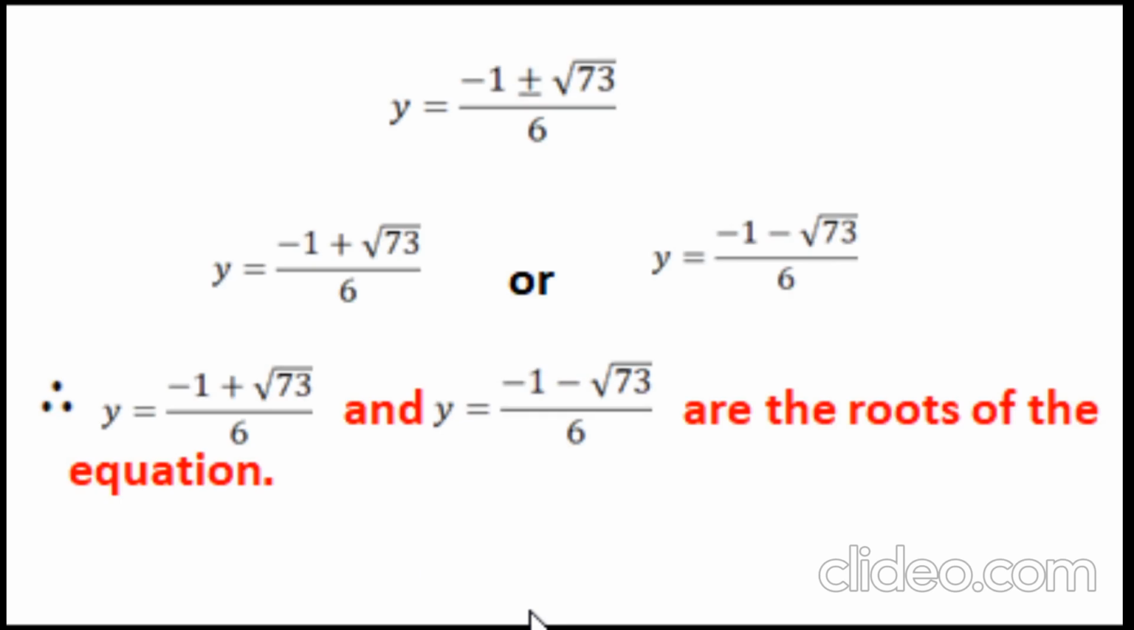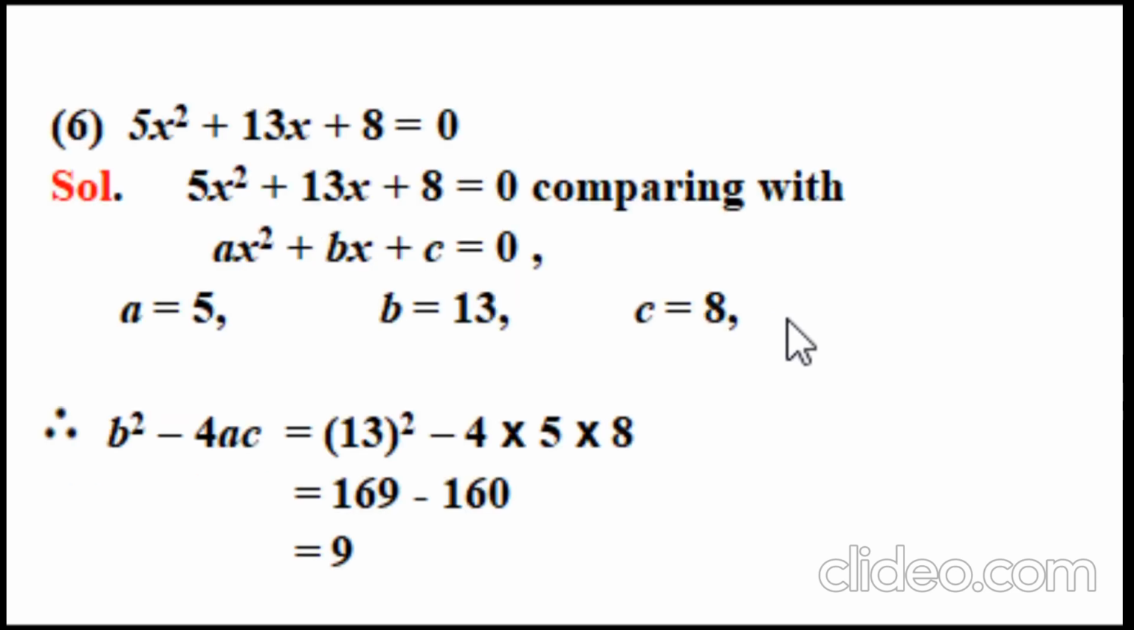So y is equal to minus 1 plus root 73 upon 6, or y is equal to minus 1 minus root 73 upon 6. These are the two roots. Last question of this practice set. There is one more question, but I have kept it for you to solve.